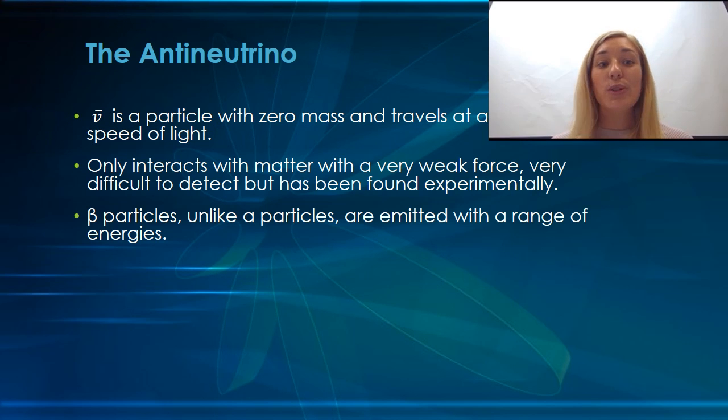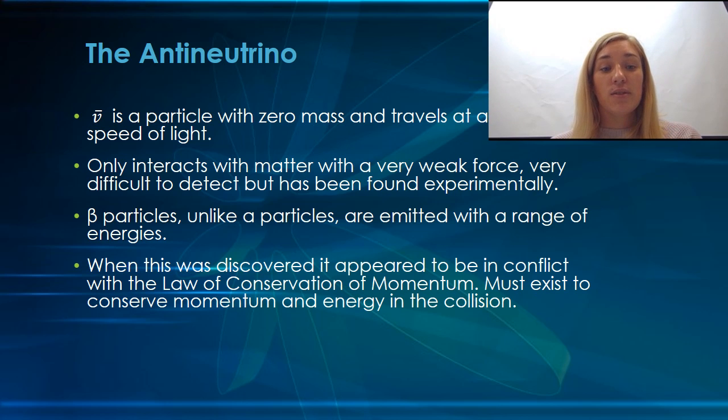Alright, so what's an antineutrino? As I said, it's a little particle given the symbol with a V and a dash that kind of looks like just velocity. It's a particle, it doesn't have any mass, and it travels about the speed of light. So it only interacts with matter with a very, very weak force, and it's particularly difficult to detect, but has been found experimentally, so that's how we know that it's there.